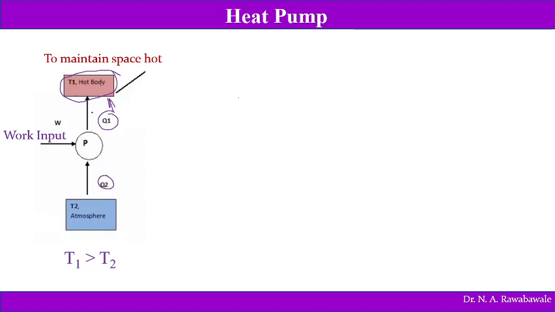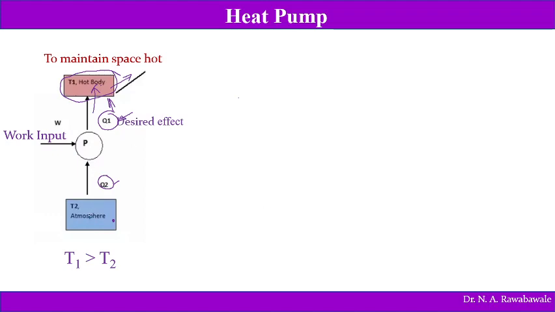So we want to supply heat energy continuously to this space so that the temperature of the space will be maintained above the surrounding temperature. So in the case of a heat pump, the aim is to maintain a higher temperature of this space above the atmospheric. In the case of a refrigerator, the aim is to maintain the temperature of the body lower than the atmospheric temperature. So the aim is different. The desired effect in the case of a refrigerator is Q2, and the desired effect in the case of a heat pump is Q1.